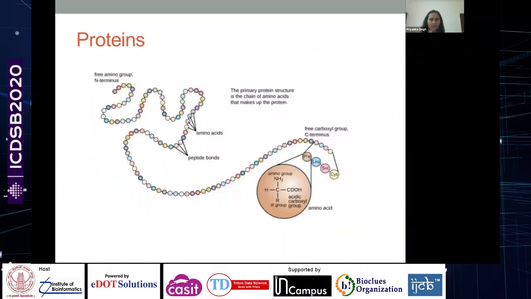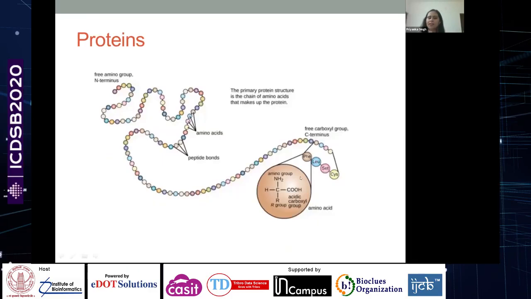Now the proteins. Once the information is read by this machinery, the amino acids are arranged, taking reference from how the codes are arranged on the transcript, and you will have the proteins being formed. They also have a polarity. They have a free amino group at the N terminus and a free carboxyl group at the C terminus.